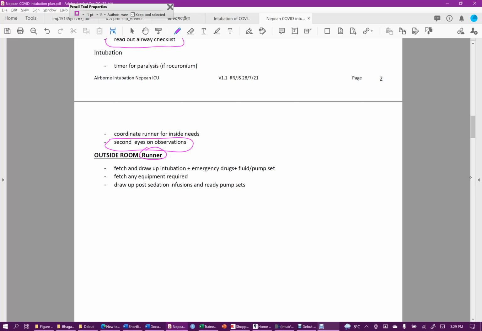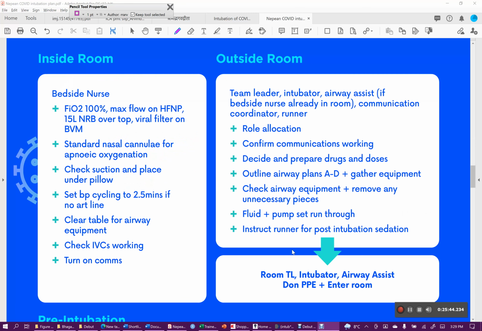And then anyone who's there for help will be doing these things. These are the things that they have to do. So according to this, you'll need between 3 to 5 people in total, of whom 3 to 4 are inside, and 1 to 2 are outside the room.